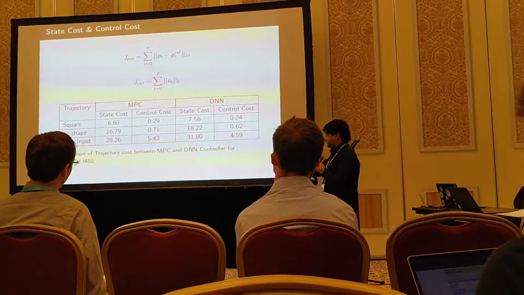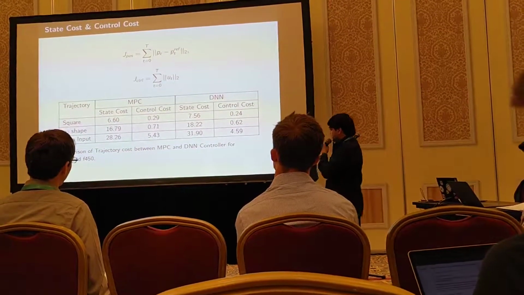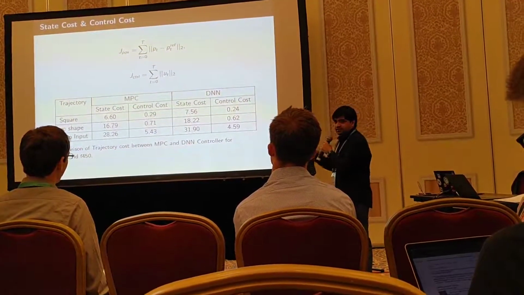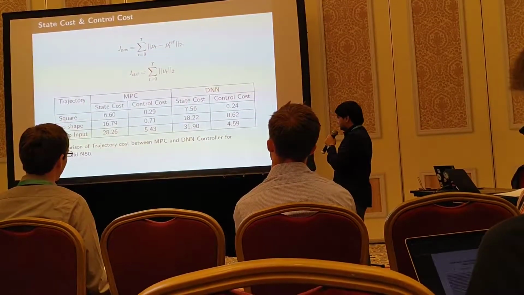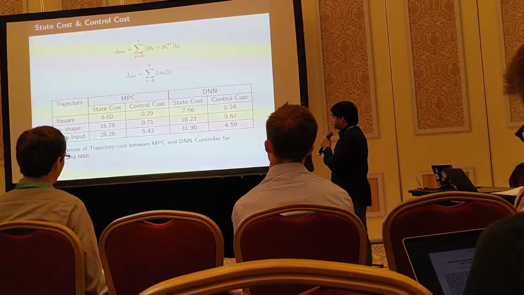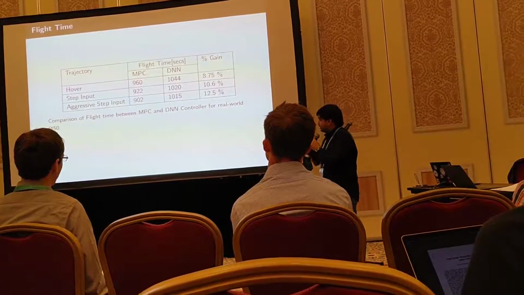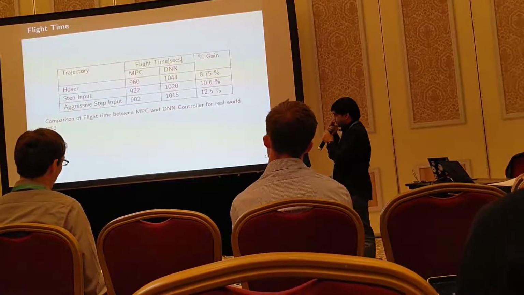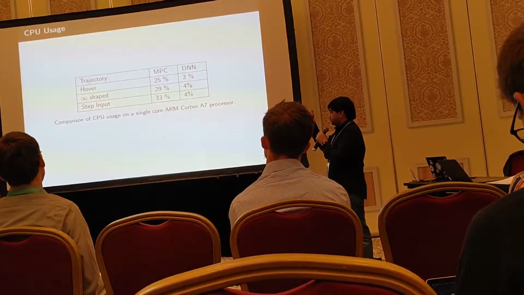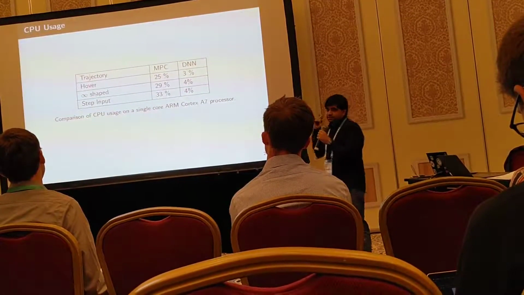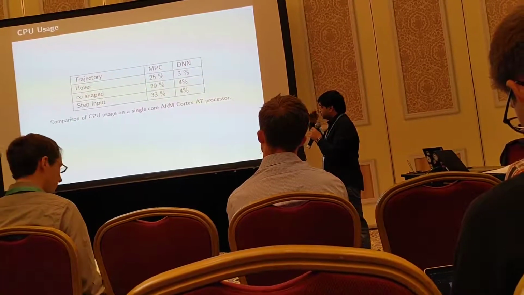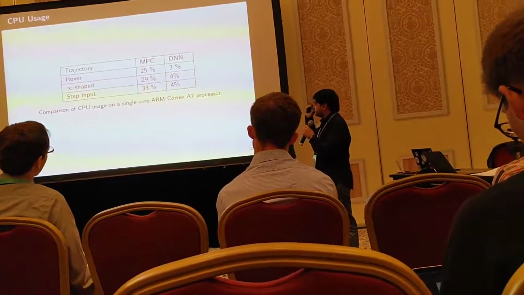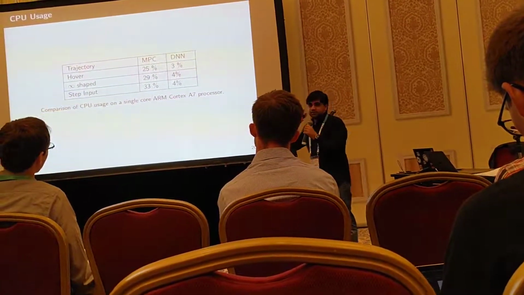The state cost of DNN and MPC is quite close to each other, and the control cost of DNN is quite surprisingly lower than MPC, because we are doing regression, so it's trying to do curve fitting on those MPC controls. As you can see, the flight time of the quadrotor can increase by 8 to 12% if we implement a DNN. One of the reasons is that when we check the CPU usage of this ARM Cortex A7 processor, MPC was utilizing a very high percentage, while DNN required a very low one, because MPC is running a solver at every instant.